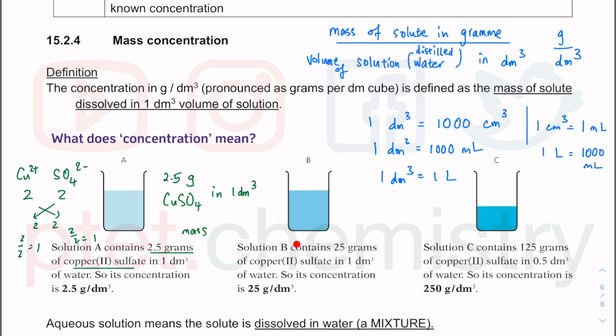How about solution B? When you dissolve 25 gram of this in 1 dm cube, now you have 25 gram of CuSO4 in 1 dm cube of distilled water. So 25 gram divided by 1 dm cube, you're going to get 25 gram per dm cube. So this is the mass of the solute in 1 dm cube of solution.